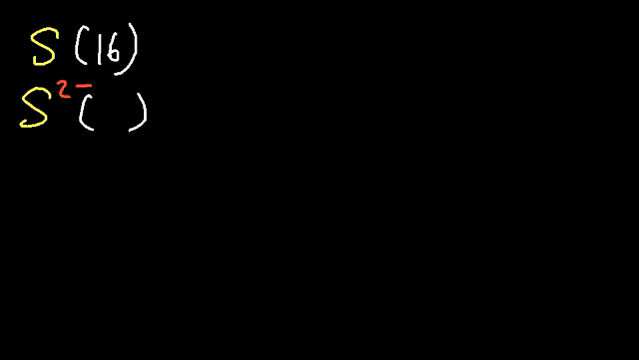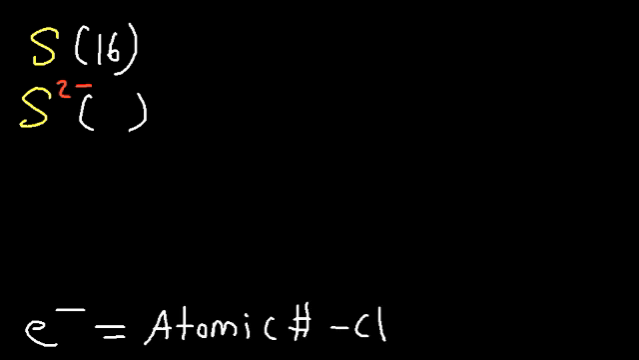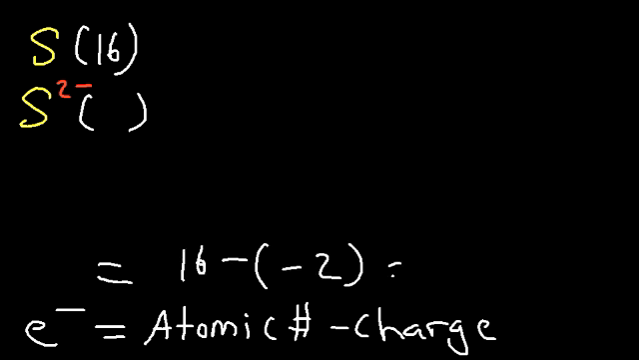So now write the electron configuration for sulfur and the sulfide ion. Sulfur has an atomic number of 16, which means that it has 16 electrons. But how many electrons are in the sulfide ion? The number of electrons is equal to the atomic number minus the charge. So the atomic number for sulfide is the same as sulfur, 16, and the charge is negative 2. 16 minus negative 2 is the same as 16 plus 2. So therefore, the sulfide ion has 18 electrons.